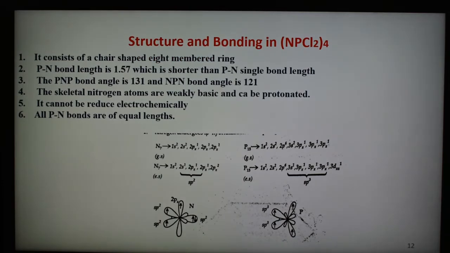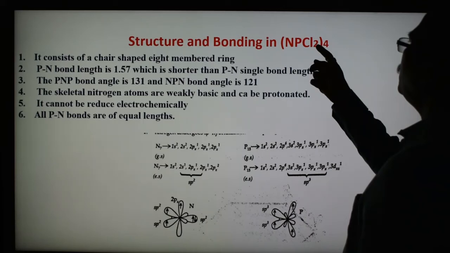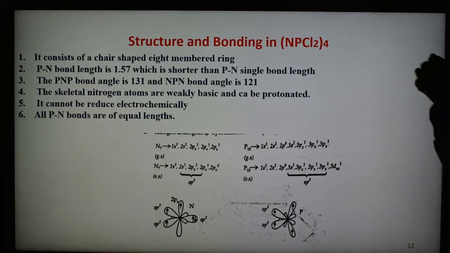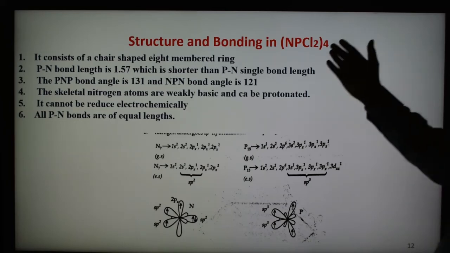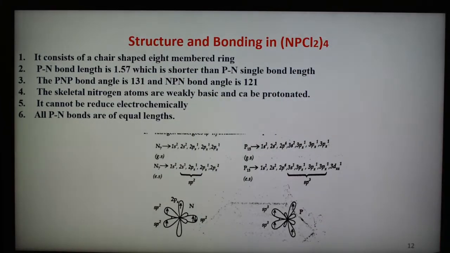Now another structure and bonding is there, another compound that is tetrameric, (NPCl2)4. (NPCl2)3 we have seen, the trimeric. Now this is tetrameric, and again the data is given for this compound. It consists of a chair-shaped 8-membered ring. The PN bond length is shorter than a PN single bond.